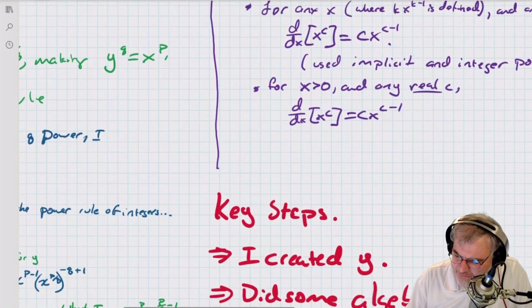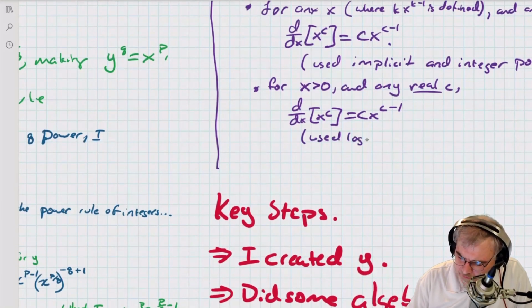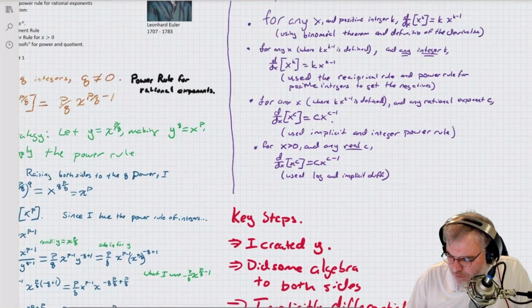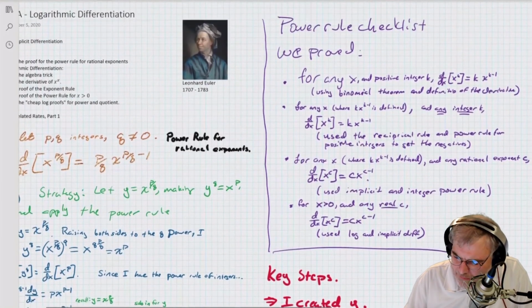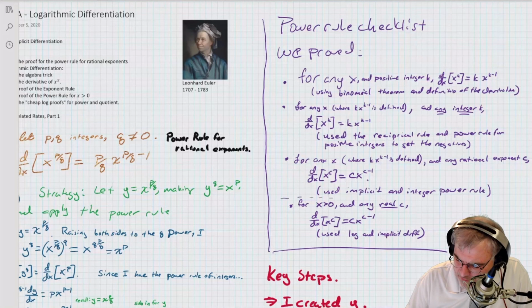And we're going to do that using logarithmic differentiation. But note, x has to be greater than 0 for this to work, but for it to be defined anyway, x has to be greater than 0. So this is our power rule checklist, okay? So we've got x to the k for positive integers. We use that to get this. We use that to get this. And then these two are in a chain. This one stands alone.